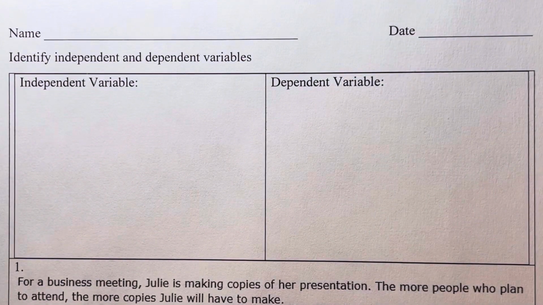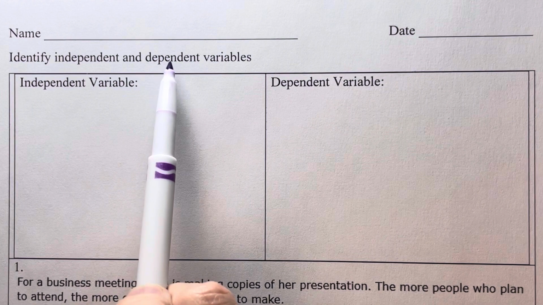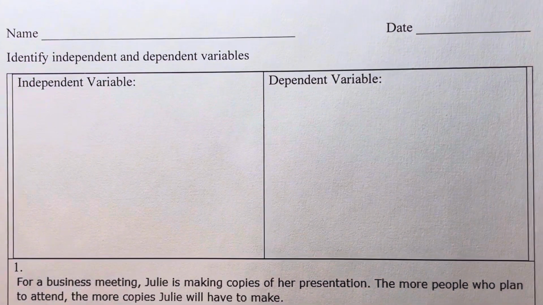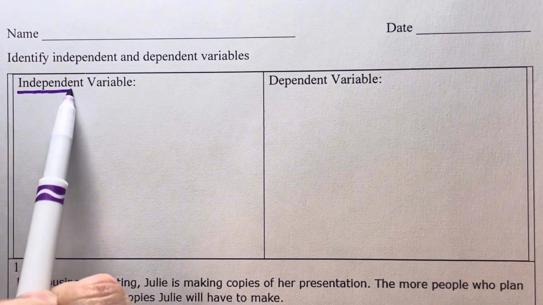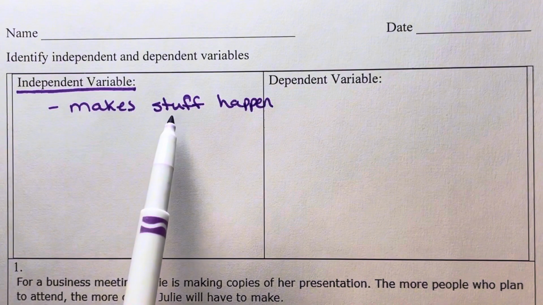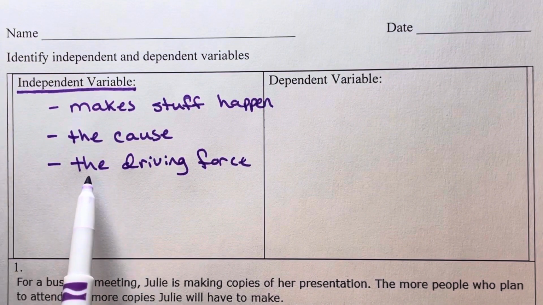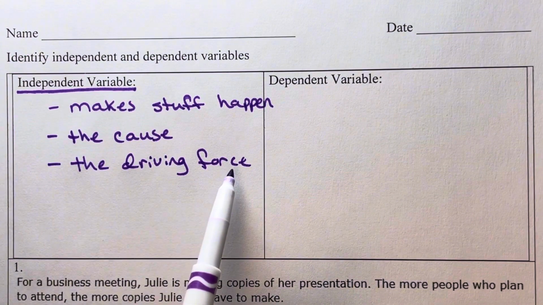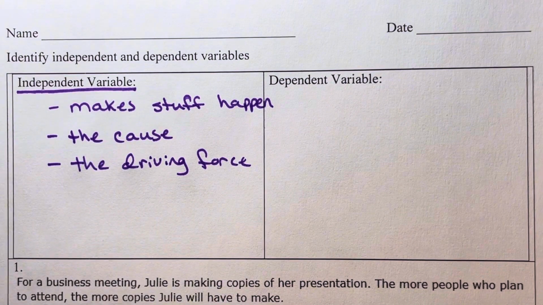In today's math lesson, we're going to identify independent and dependent variables. In a real-world situation, the independent variable is what makes stuff happen. It's the cause. You could even say that it is the driving force. So the independent variable in an equation is x.